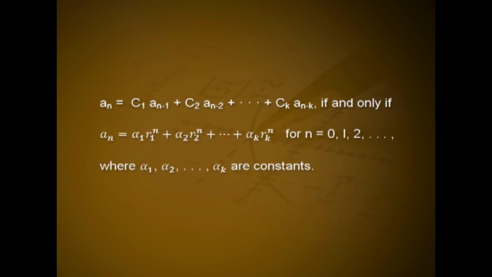minus Ck minus 1 into r minus Ck is equal to 0 has k distinct roots r1, r2, etc., rk. Then a sequence an is a solution of the recurrence relation an is equal to C1 into an minus 1 plus C2 into an minus 2 plus etc., plus Ck into an minus k if and only if an is equal to alpha 1 into r1 raised to n plus alpha 2 into r2 raised to n plus etc., plus alpha k into rk raised to n for n is equal to 0, 1, 2, etc., where alpha 1, alpha 2, etc., alpha k are constants. We illustrate the use of the theorem with the following example.